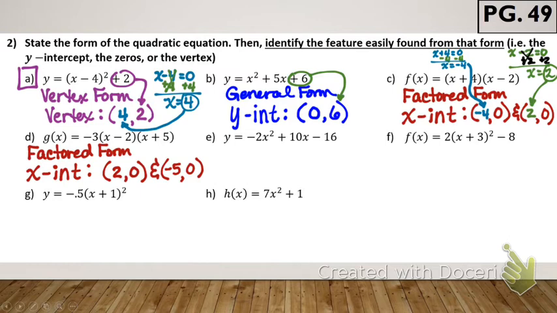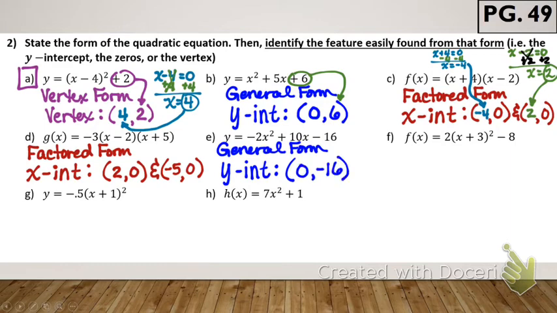Yes. What form has E been written in? General form. And what can we tell from that? C is our y-intercept. So where would the y-intercept be? Negative 16. Give me the whole ordered pair. 0, negative 16. Wonderful. 0, negative 16 is my ordered pair. And then what about the last one? What form is it in? Vertex form. So where would my vertex be? Minus 3. X minus, would be minus 3, so it would be negative 3. Minus 8. Yes, -3 and -8.